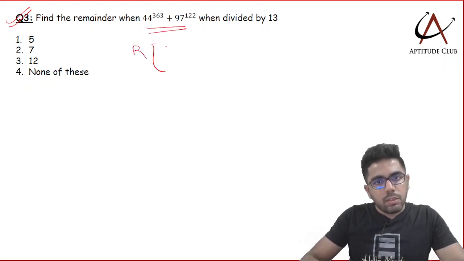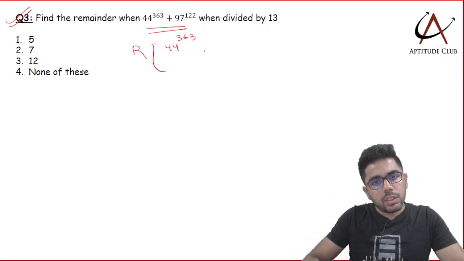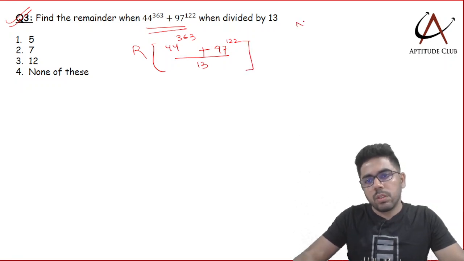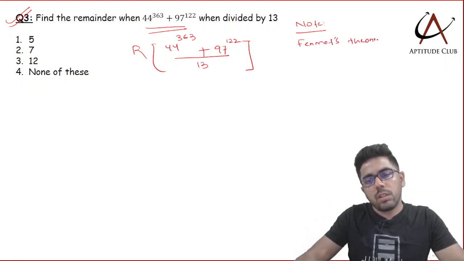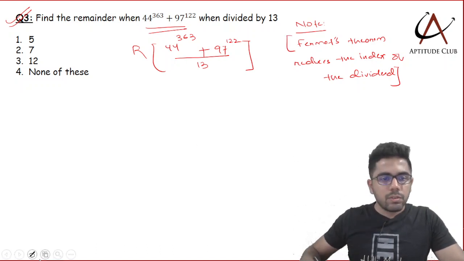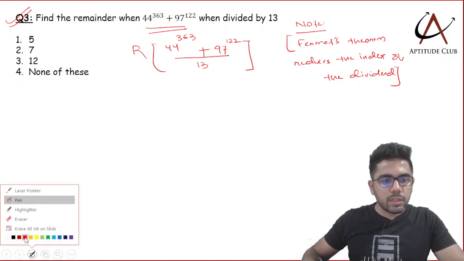Let's take a look at the final one. 44 to the power 363. Look at the power, big powers, but we'll reduce them by using Fermat's theorem. The purpose of Fermat's theorem reduces the index of the dividend. Yes or no? अभी जितना examples हमने किया, we can see that Fermat's theorem reduces the index of the dividend.